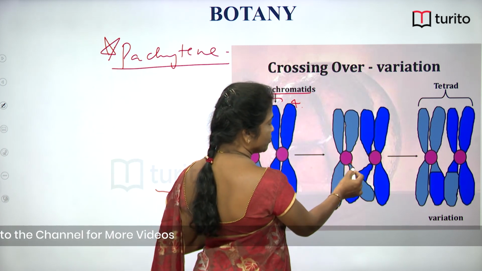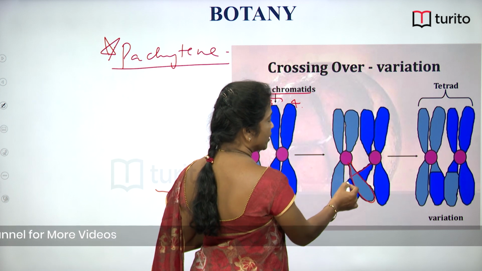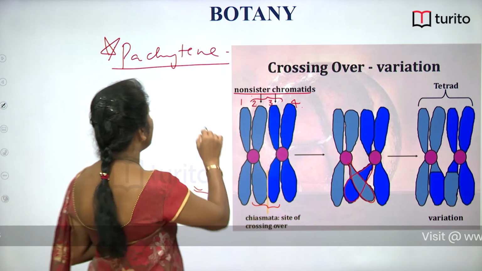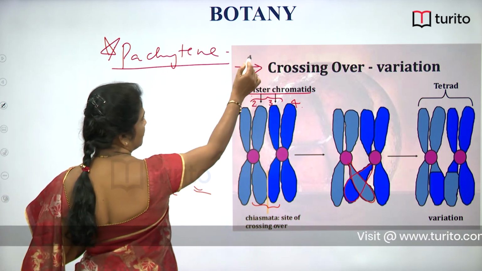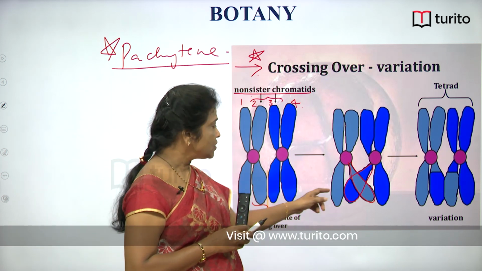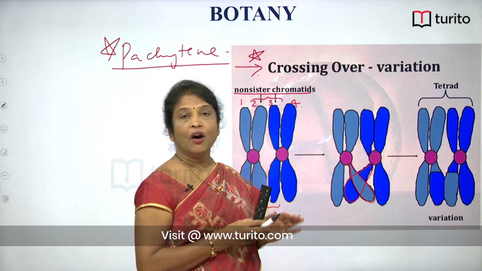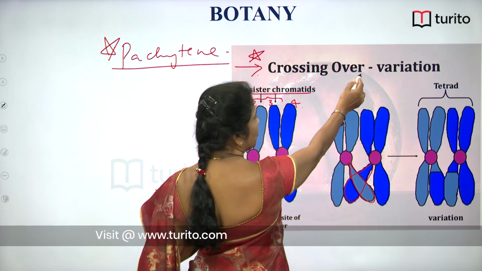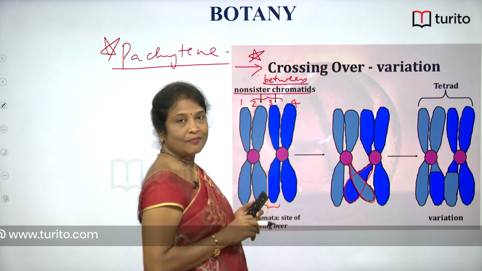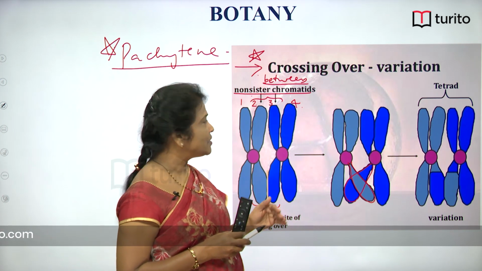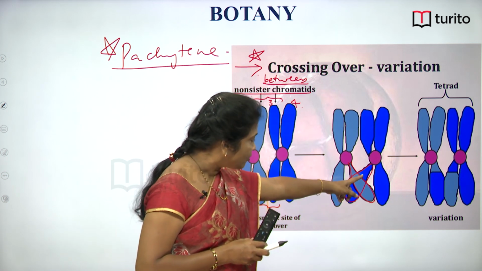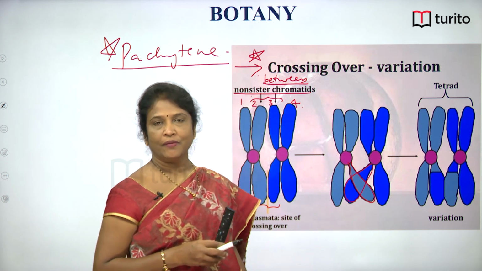And this phenomenon is known as crossing over. Crossing over is the event that occurs during packaging. The main important event that occurs during packaging is crossing over between non-sister chromatids. Okay, it is not between sister chromatids, it occurs between the 2 non-sister chromatids, the chromatids belonging to 2 different chromosomes within the bivalent.